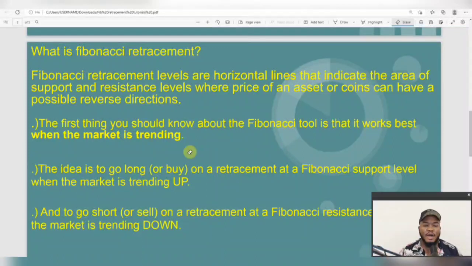As we go on, I will also show you what Fibonacci is and how you can plot it out in your trade. But before, let me show you the 3 points of what Fibonacci really does and the areas where you can use Fibonacci. The first point says the first thing you should know about Fibonacci is that it works best when the market is trending, whether in a downtrend or in an uptrend.